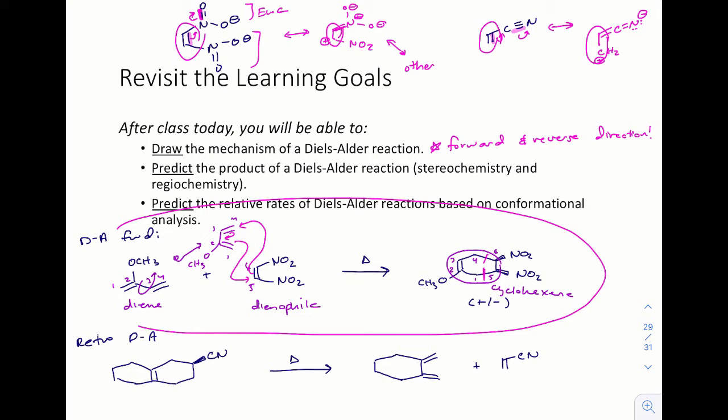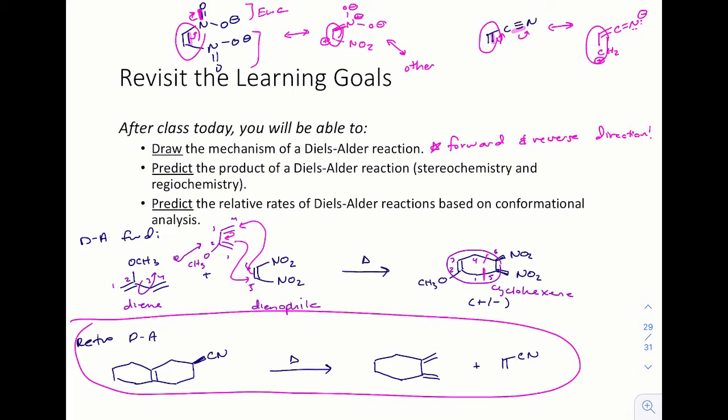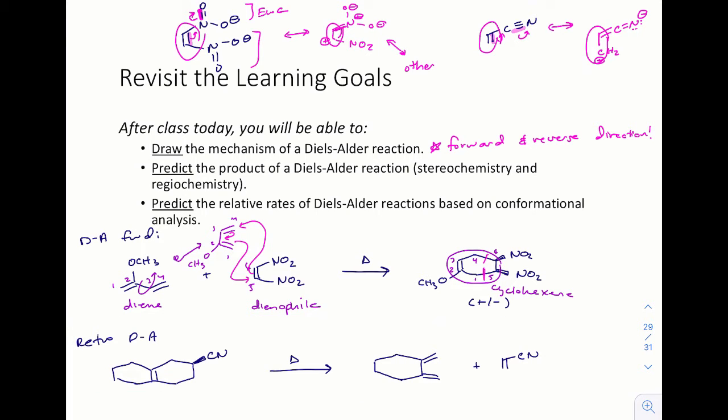We've drawn the curved arrows for this first reaction. Let's go ahead and draw curved arrows for the retro. Give it a shot. I made it a little more complicated, but you have the product, so you can definitely handle this.